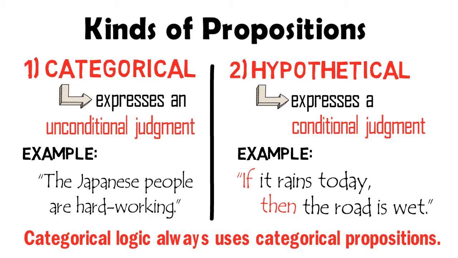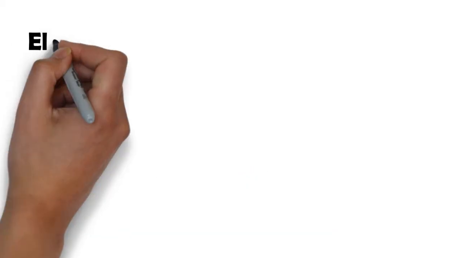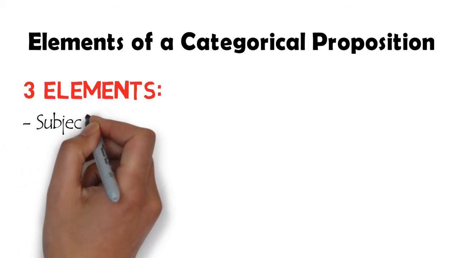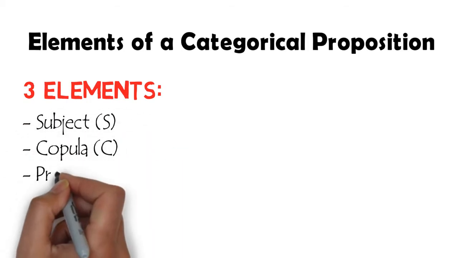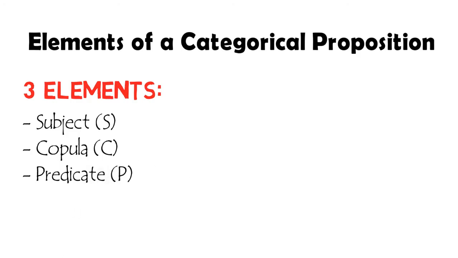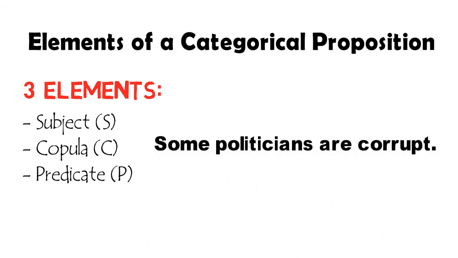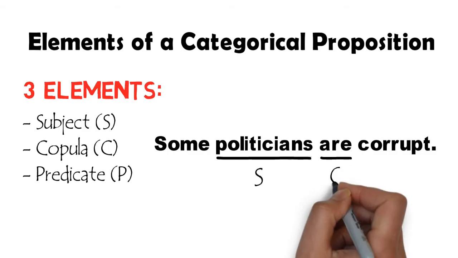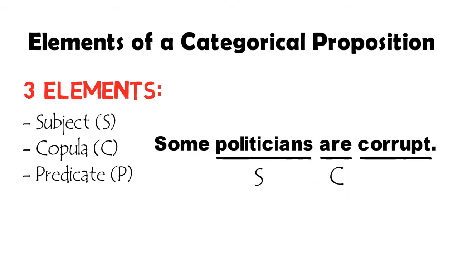Another topic that we need to discuss about terms and propositions are the elements of a categorical proposition. And so, a categorical proposition has three elements, namely subject, S, copula, C, and predicate, P. Here's an example. Some politicians are corrupt. Politicians is the subject, S, are is the copula, C, and corrupt is the predicate, P.